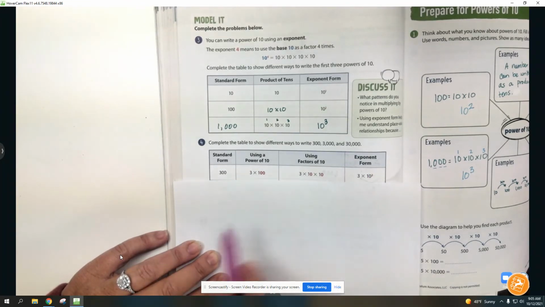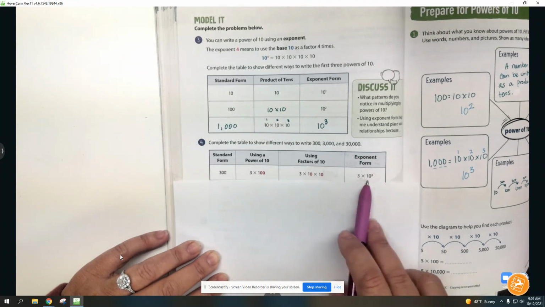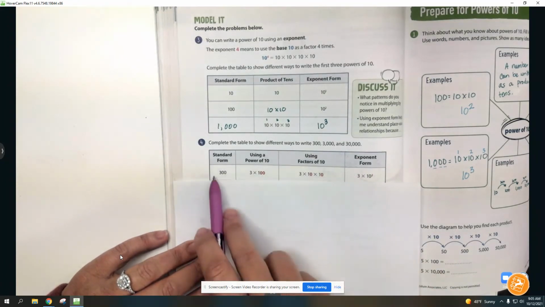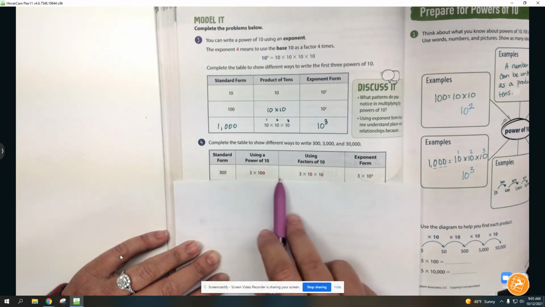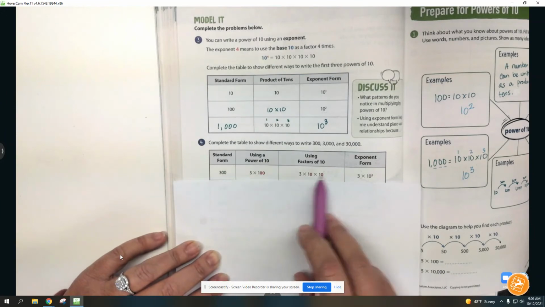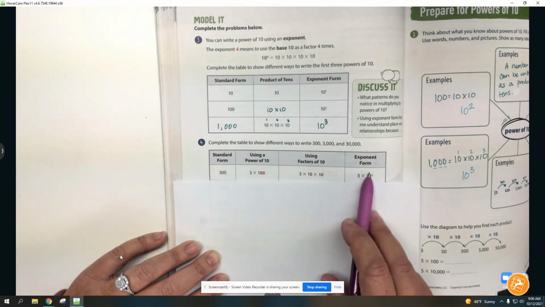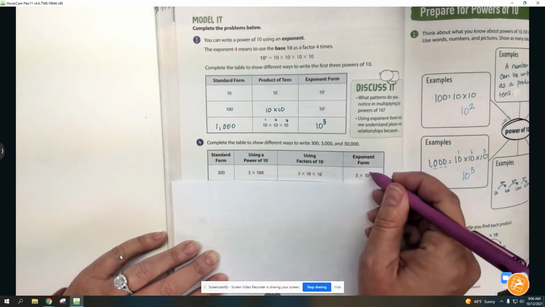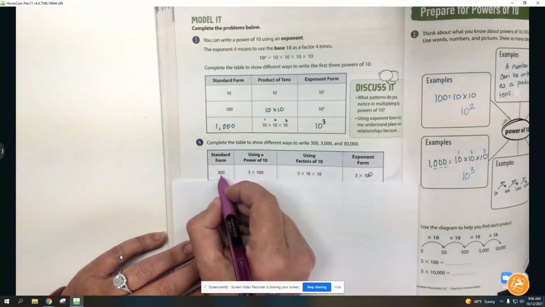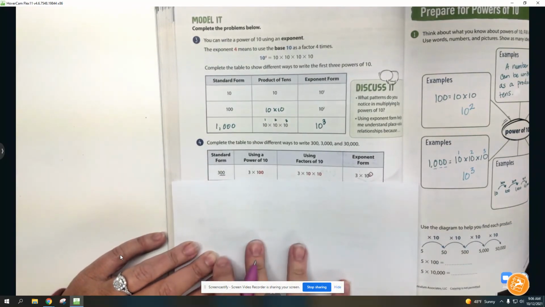And in exponent form, it's written as 3 times 10 to the second power, meaning this 3 is what tells us it's going to be 300, or 3 with some zeros after it. Then the 10 to the second power tells us that there are going to be 2 zeros after the 3, which gives us the 3 plus the 2 zeros, which is 300.